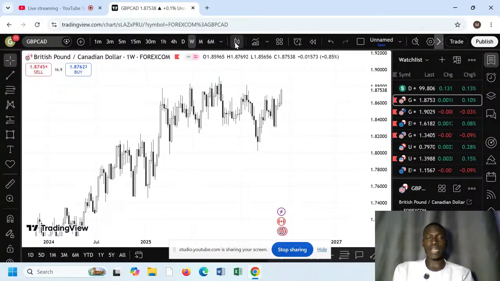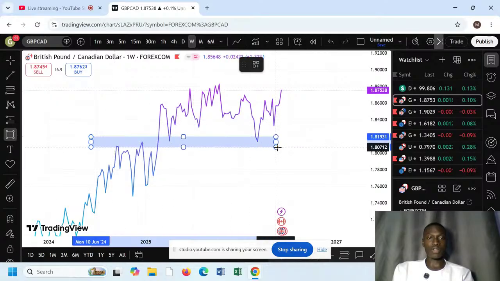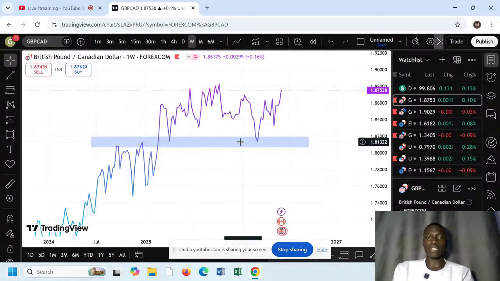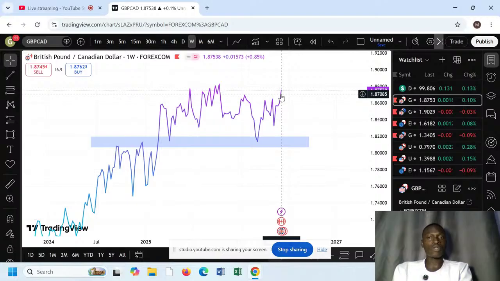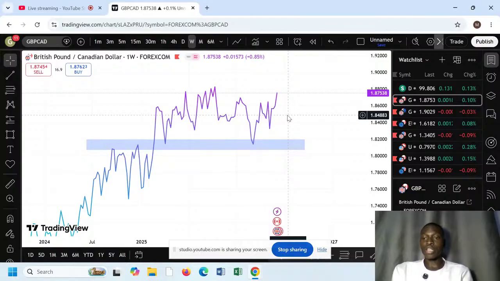Even if I use the line chart, you can clearly see that this zone here is a support zone. What's happening next? You see that price made a breakout, retest, and another retest. So we're expecting price to keep on pushing up. As simple as that. This has clearly indicated that GBP card is still moving up.